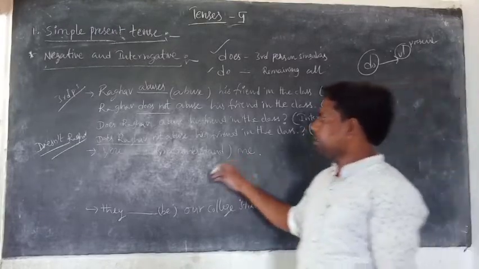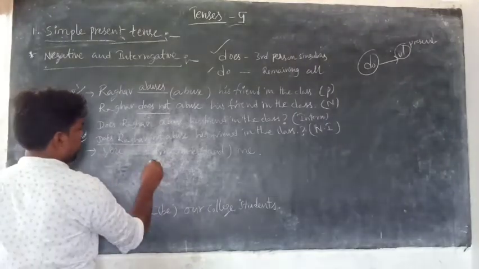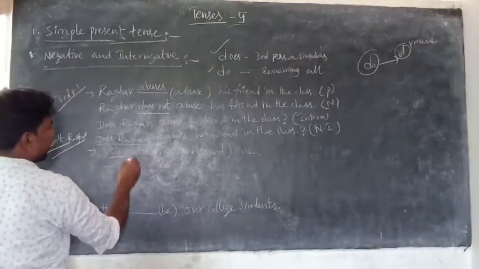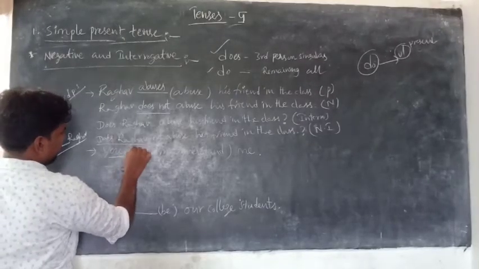The next one: you misunderstand. Here it is second person, singular or plural. You can write misunderstand only.